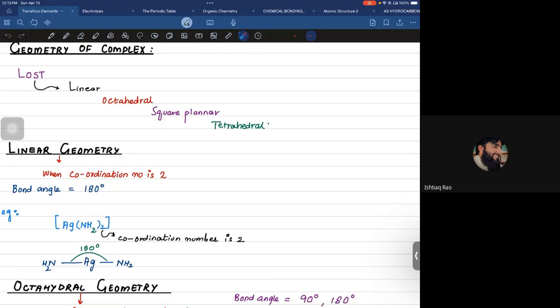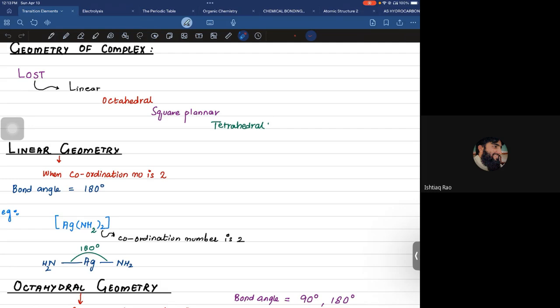So we would be discussing four types of geometry. And I told you the types of ligand in the last class. Monodentate ligand, bidentate ligand. Bidentate ligands are capable of making two bonds with the transition metal. And then we discussed polydentate ligand, that was EDTA, a hexadentate ligand.